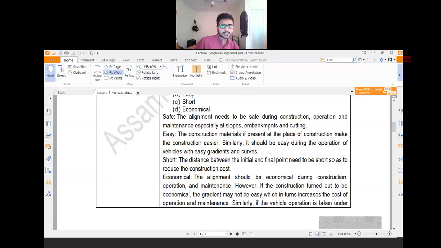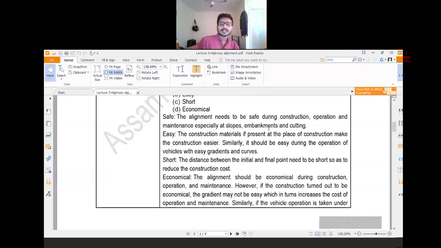Now, how can we make the alignment economical in terms of construction, operation, and maintenance? Suppose all the raw materials are available within a short distance of your alignment, in that case it will reduce the construction cost. Again, if the soil conditions of the area through which your alignment will be passing are in good condition, if all the slopes are stable, if there are no cross drainage structures, in that case the construction cost as well as maintenance cost will be reduced.